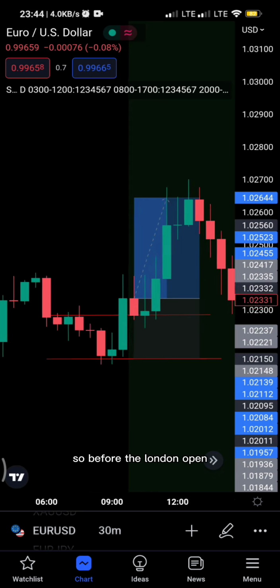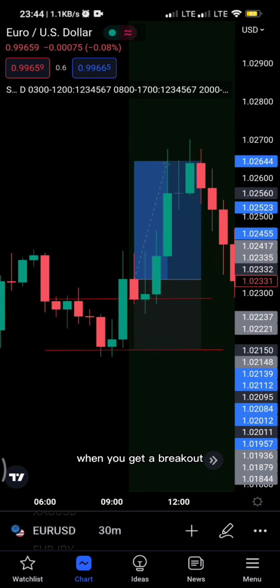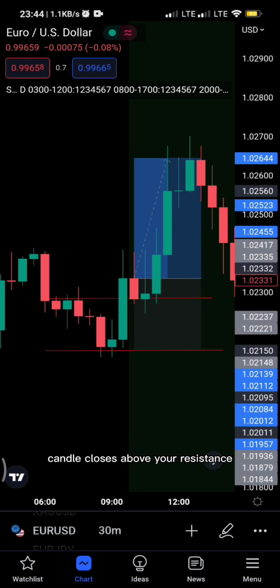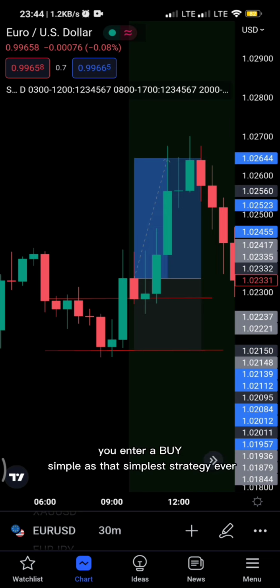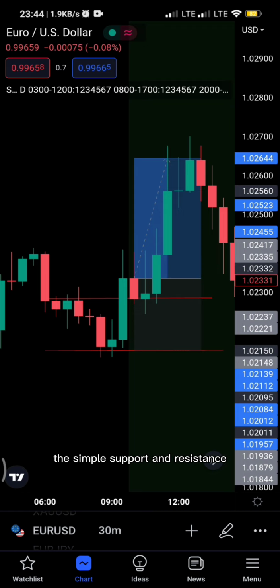Before the London open, when you get a breakout candle that closes above your resistance, you enter a buy. Simple as that. Simplest strategy ever. No complication, no Fibonacci, no trend lines, just simple support and resistance.